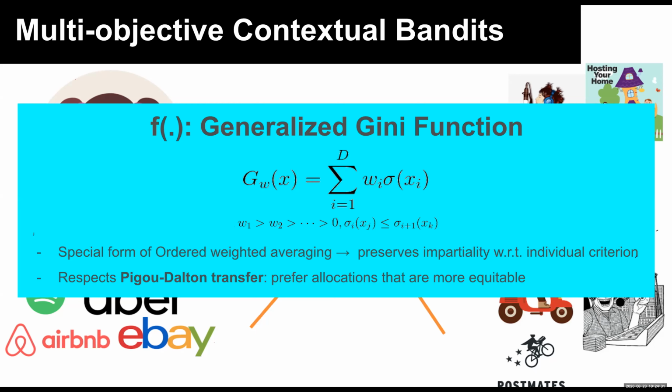Essentially, if you use a very specific formulation of OWA, the generalized Gini formulation, it gives you the benefit of preserving impartiality with respect to the individual criteria. So Gini is just a scalarization function, right? So far we have looked at scalarization like W1S1 plus W2S2, a weighted sum or an average, and a Gini index formulation is another specific form of scalarization. But it has some specific properties. The very important property is that it prefers allocations that are more equitable.